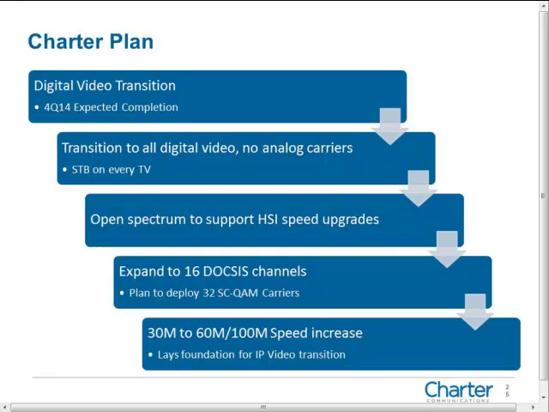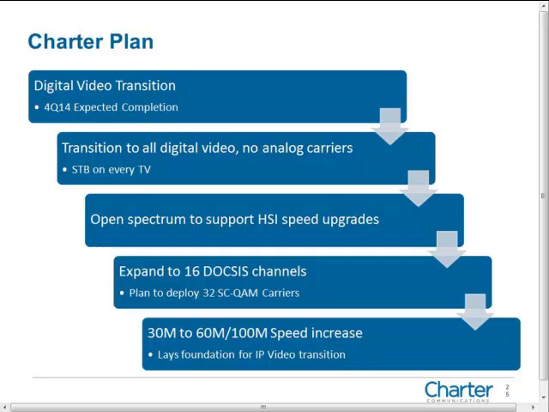So the Charter plan is essentially that we're in the middle of doing a digital video transition right now. So we're doing analog reclamation. We expect that to be completed here during the 4th quarter of this year. By getting rid of all the analog carriers, we've got a lot more digital video available. We have a set-top box or DTA available at every television set. So that's going to open up a lot of spectrum to support high-speed internet speed upgrades.